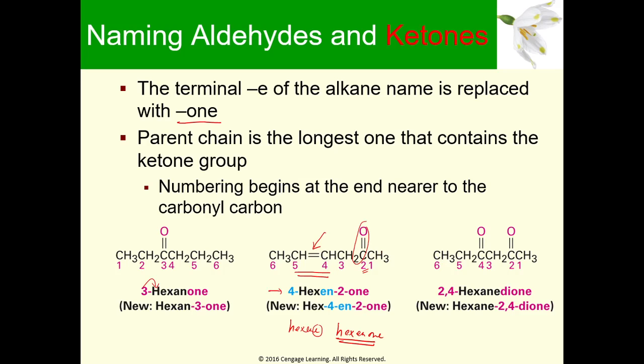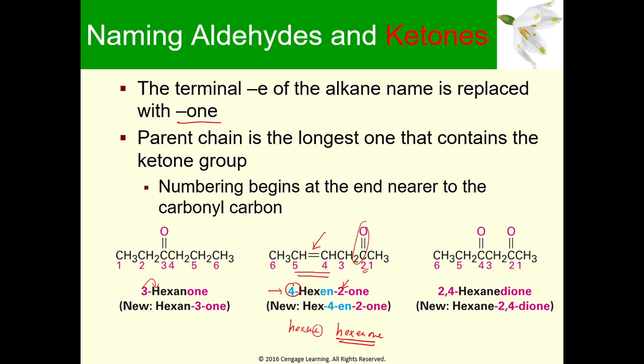The 2 here, the number inside the parent name, is the position where the ketone is. So 2-one means the C double bond O is at carbon position number 2. And then the 4 here means the carbon-carbon double bond is between 4 and 5. We only use 4. So that's why it's 4-hexen-2-one, or the new name is hex-4-en-2-one.